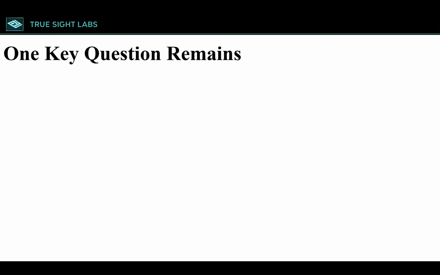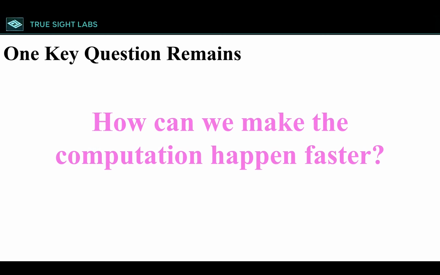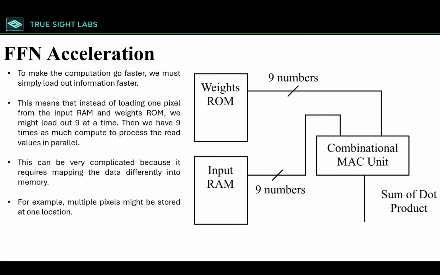So one key question remains, and that question is, how can we make the computation happen faster? The bottleneck in our feed-forward neural network isn't the math, it's memory bandwidth. Right now, we read one weight and one pixel at a time, so the dot product takes a lot of cycles. The speedup comes from packing memory so that each read gives us multiple values, like 9 at once, so we can do 9 MACs in parallel. The trade-off is that we must redesign the memory and address generators to produce 9 values per read.